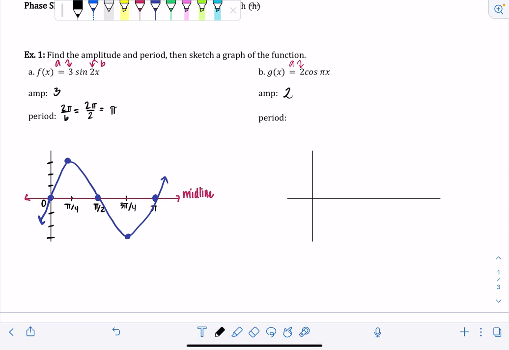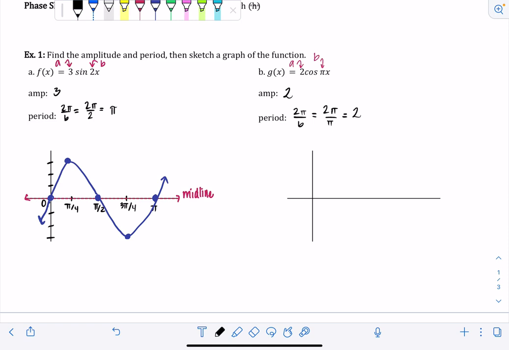And then for the period, we have to figure out what B is, which is the number that comes between cosine and x. In this case, it's pi. I know pi looks like a symbol, but it's also a number. So our B is going to be pi, and then we have to plug that into the formula for period, which is 2 pi over B. So we're going to do 2 pi over pi, and then pi divided by pi, those cancel out, so we're just left with 2.